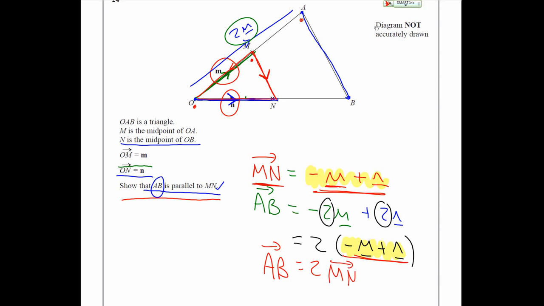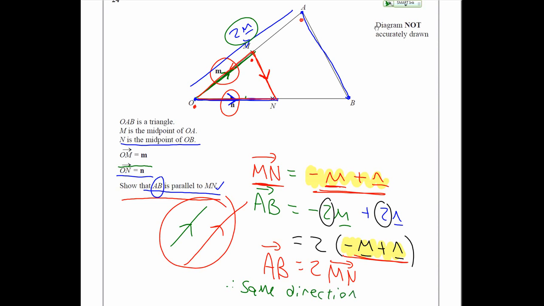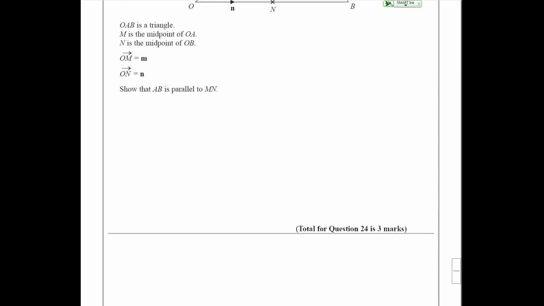Okay. Now, if you've got any old vector and another vector is 2 times it, then it's in the same direction. Therefore, same direction, so parallel, which is what you were trying to show. Job done. Okay. Vector questions aren't that bad if you know what you're doing with them.